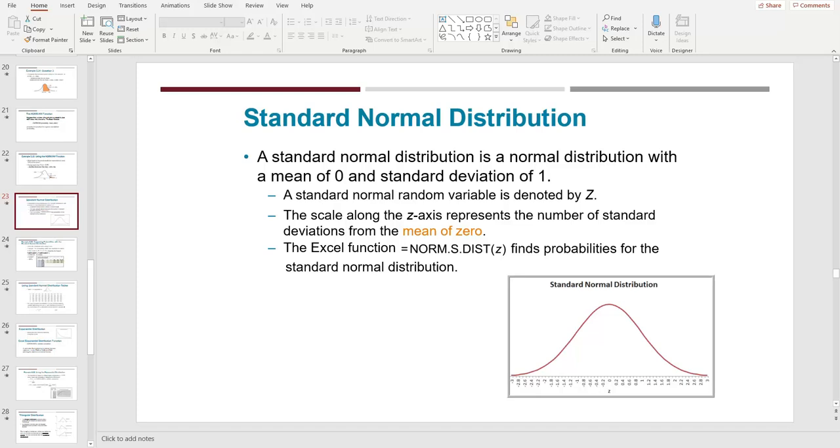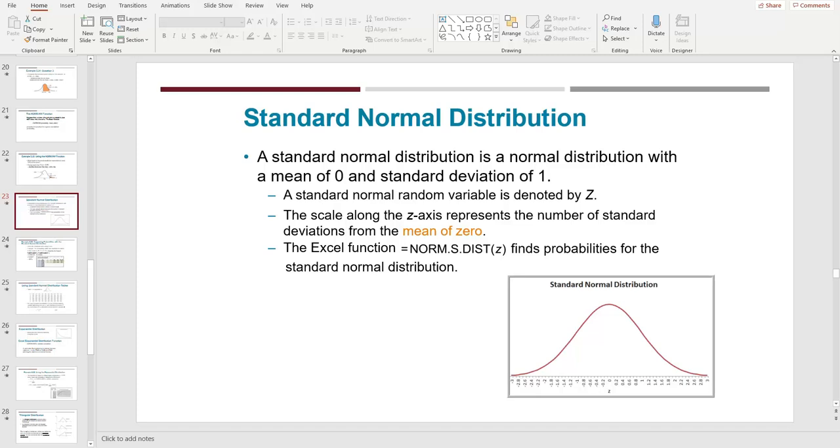Hello, in this video I'll be talking briefly about standard normal distribution and how to solve inverse functions in Excel. Standard normal distribution is a normal distribution with a mean of 0 and a standard deviation of 1. The Excel function for this is NORM.S.DIST, the parameter being a random variable, z.